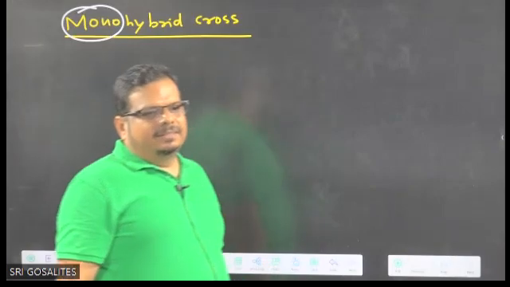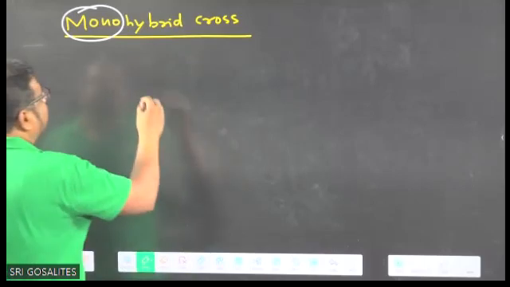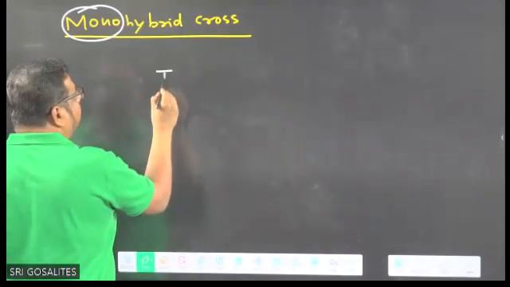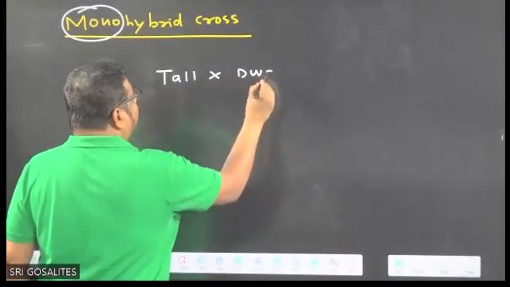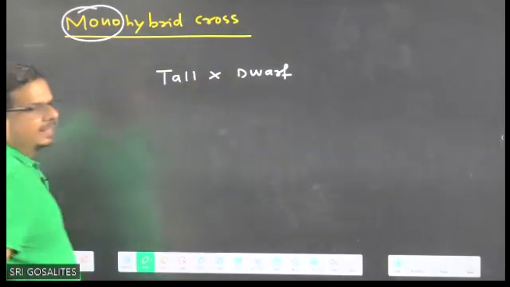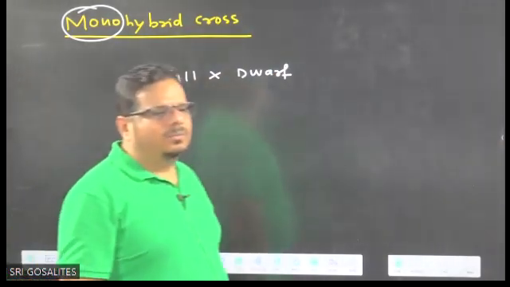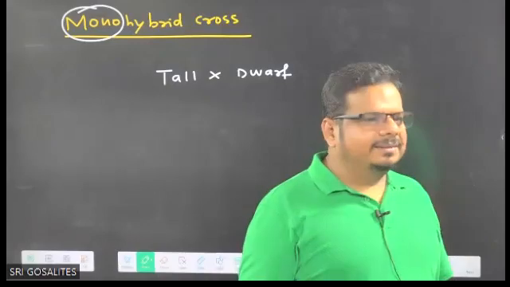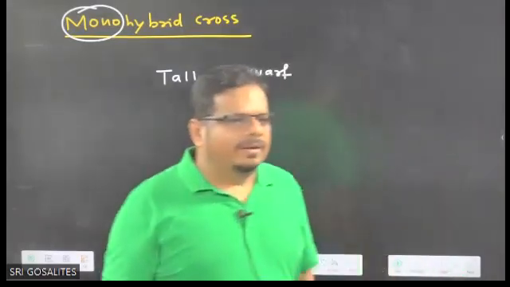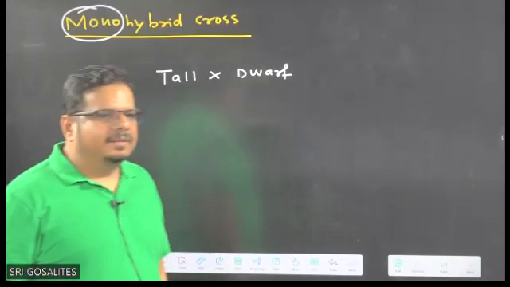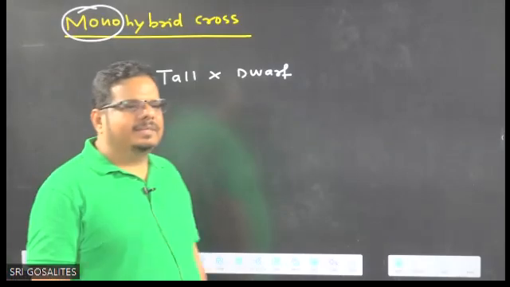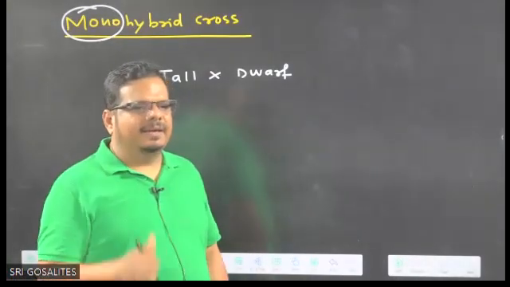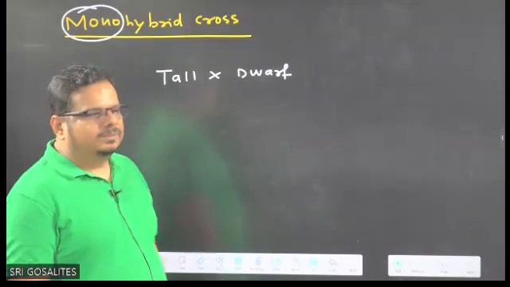So in a mono-hybrid cross, Mendel made a cross between two contrasting traits of a character. So tall and dwarf are two contrasting traits. Is it clear? And it is a trait of which character? Tell me. Height. Very good.